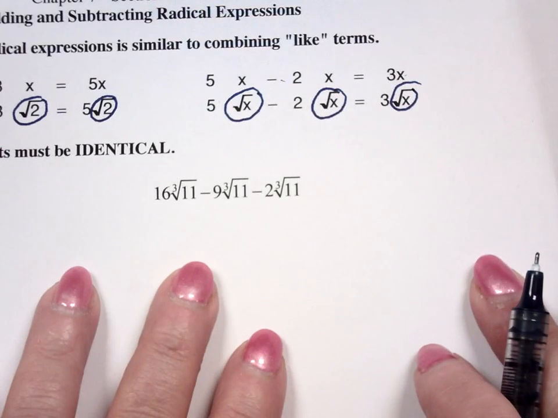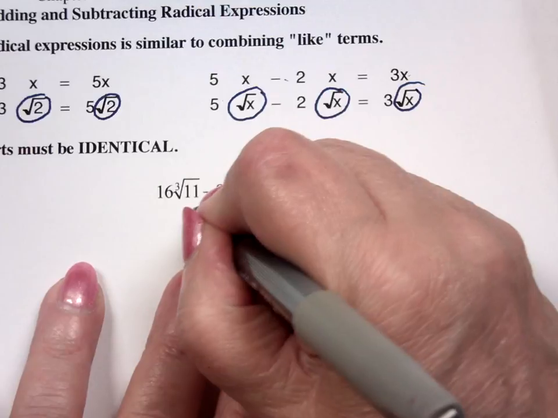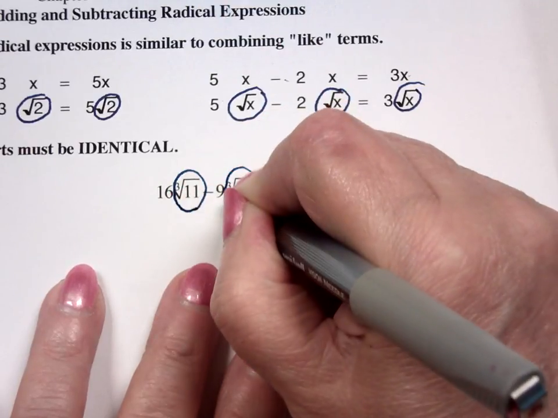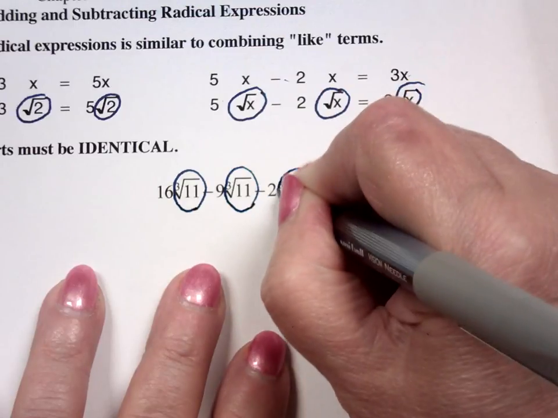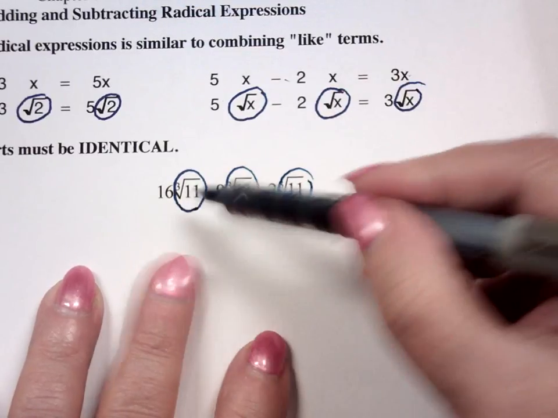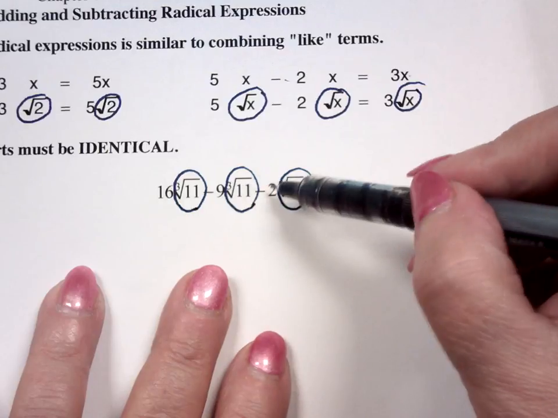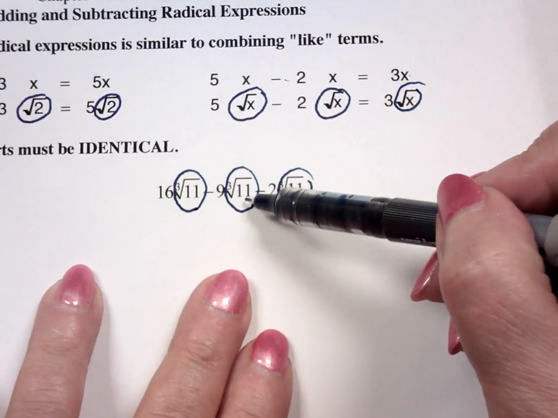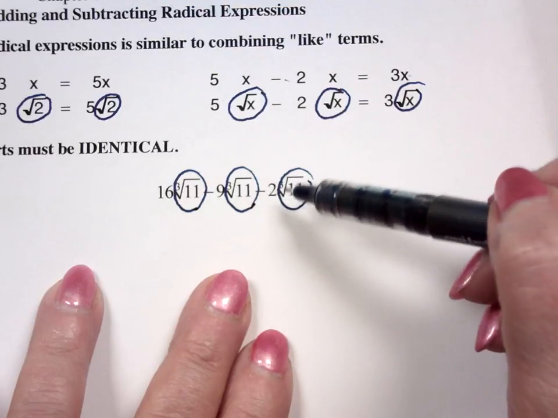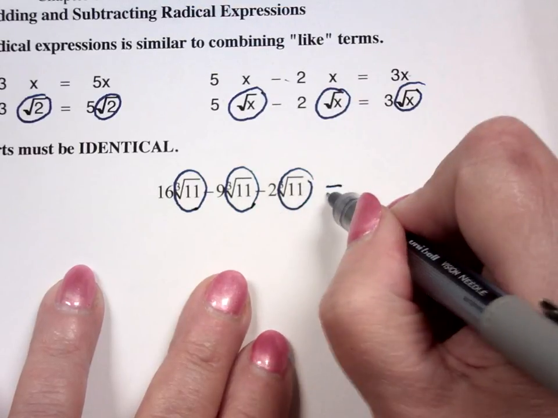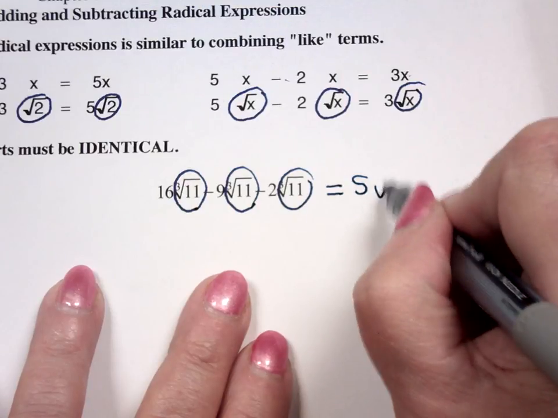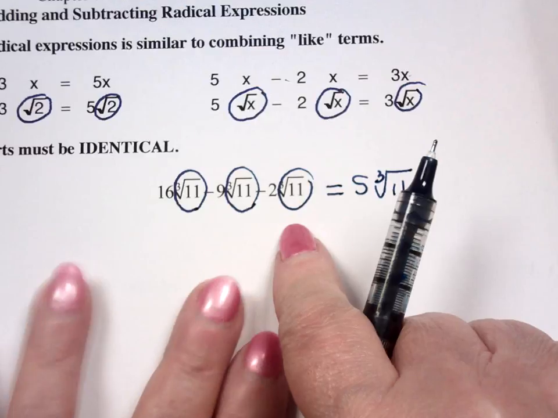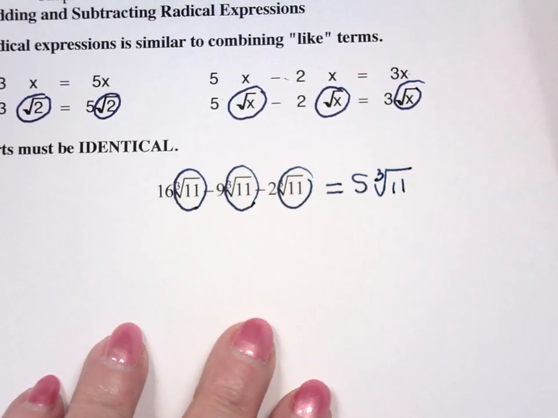If I take a look, I've got the cube root of 11, so I circle everything but the number, because that tells me how many of these things I have. I have 16 circles minus 9 circles minus 2 circles. So 16 minus 9 is 7. 7 minus 2 is 5. 5 circles. And what I have circled is the cube root of 11. Now, if what I've circled is not the same, I can't combine it.